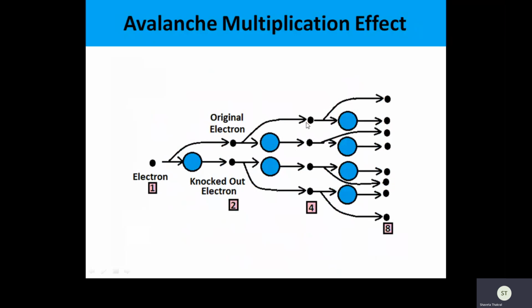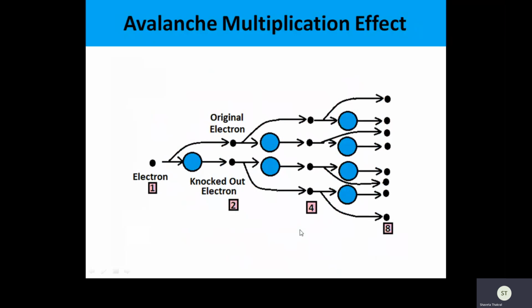Now there is a probability that these four electrons will strike four further atoms, and 4 will be converted to 8, and in the next step 8 will be converted to 16. So this becomes a chain process, and there is a multiplication of electrons from 1 to 2, 2 to 4, 4 to 8, and so on. This type of process is called the avalanche multiplication process.